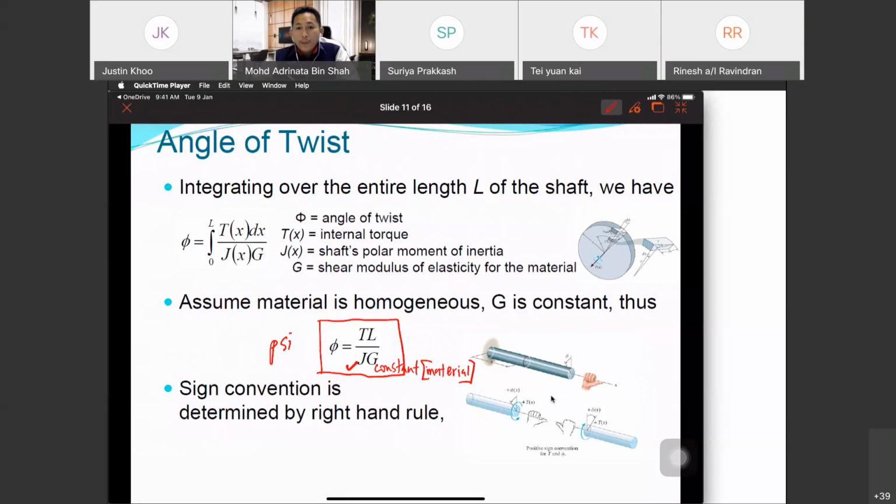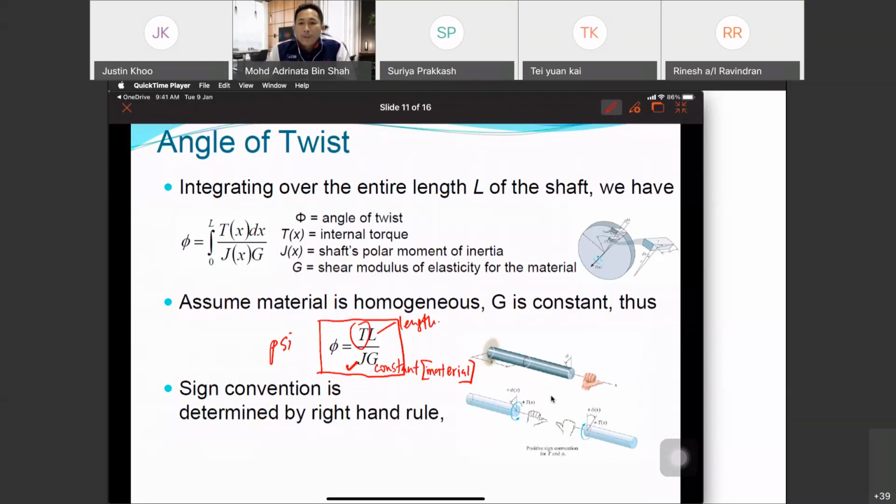Normally, they will give it to you in the question, but if they didn't, you need to find it from the appendix, the table of material properties. So it will give you the value of G. L is the length of your shaft, and T is the torque in Newton meter. The sign convention is by the right hand rule.